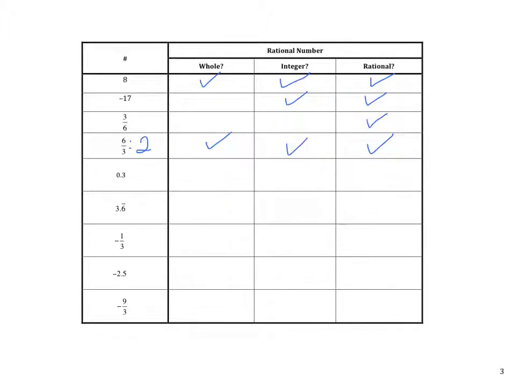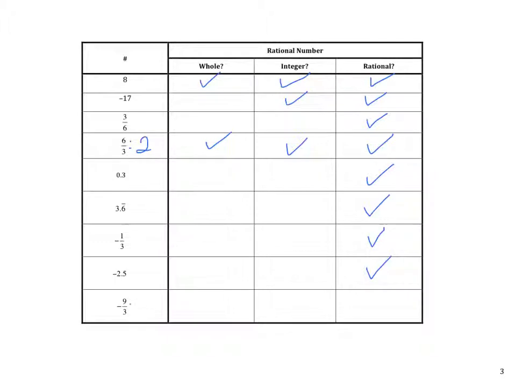0.3. Well, it's not a whole number, so it's just going to be rational. 3.6 repeating. Well, it's a repeating decimal, so that's going to be a rational number. Negative 1/3. Again, it's not whole, so it's going to be a rational number. Negative 2.5, again, it's a decimal that stops. It's just going to be rational.